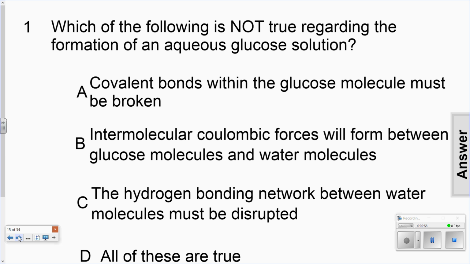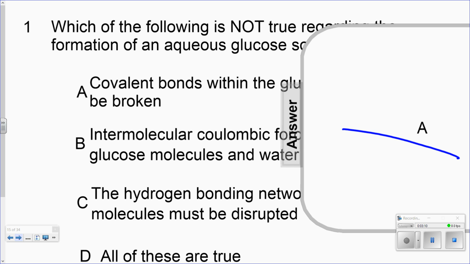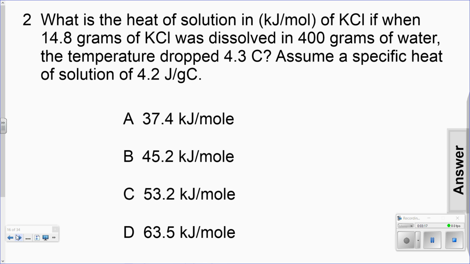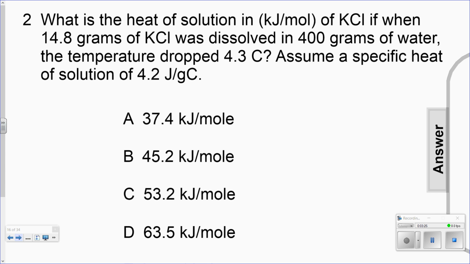So which of the following is not true regarding the formation of an aqueous glucose solution? You can check this out. Here's the answer. Oh, geez. I hate it when that happens. Here's the answer. Okay. I think there's another one of these, but the heat of solution. This is, I believe, MC delta T. Not too bad. You can just check this out. The answer is A. That should be a simple one for you guys.